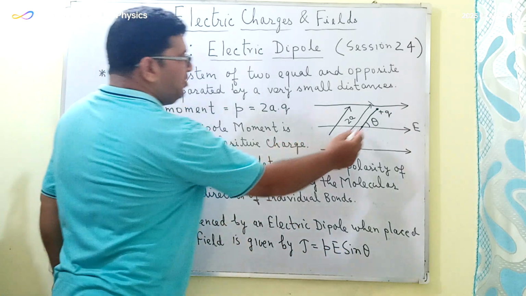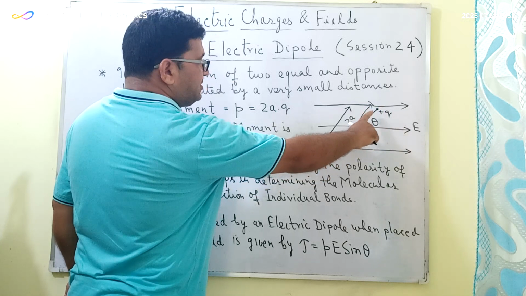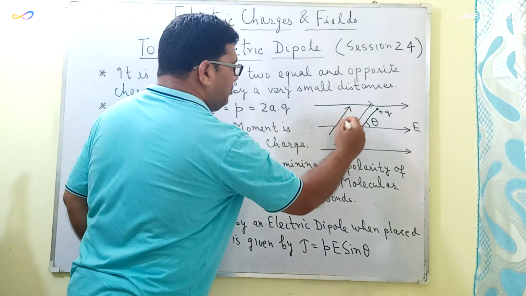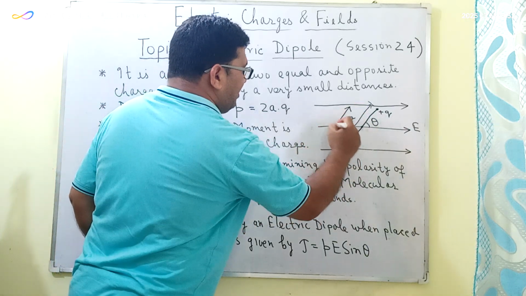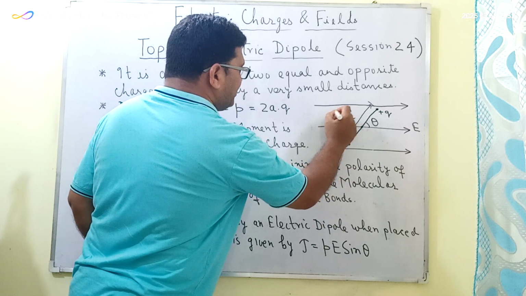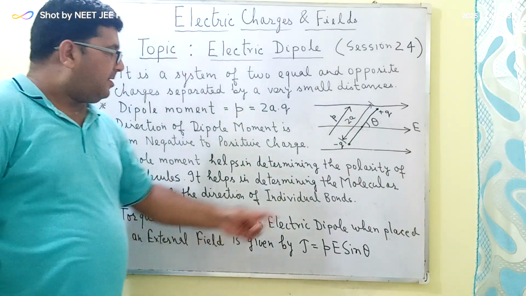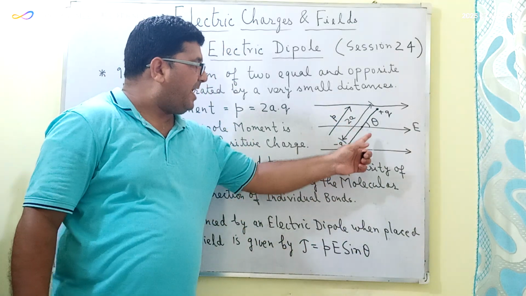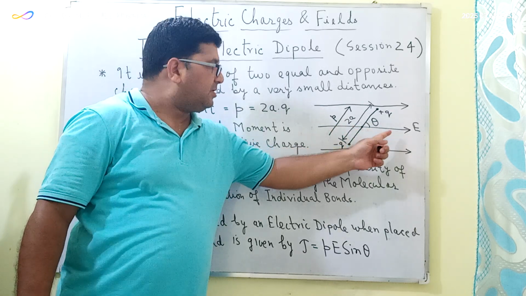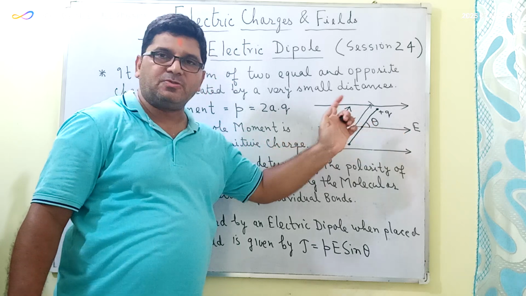So this is one dipole here. The distance between these two charges is equal to 2a. Now here the direction of the dipole moment is as indicated by this arrow. I can just write it here as this is P, and this is the direction of the dipole moment. So here theta is the angle made by this dipole moment with the direction of the external field. So here the angle between the direction of the external field and the dipole moment is equal to theta.